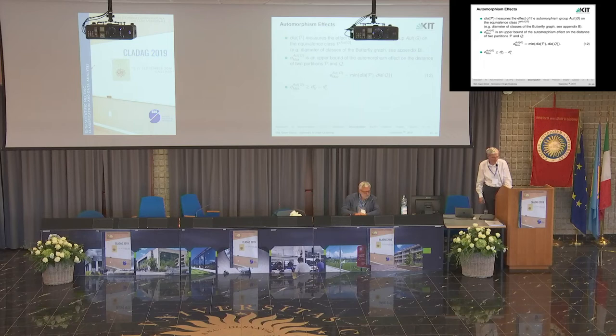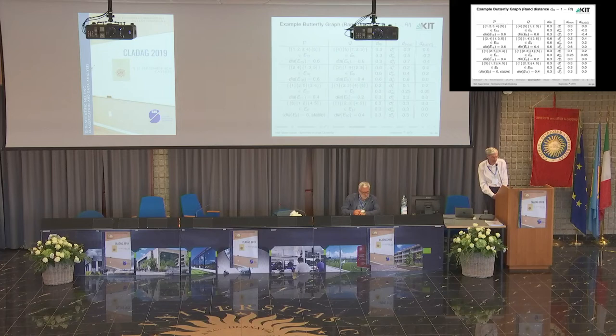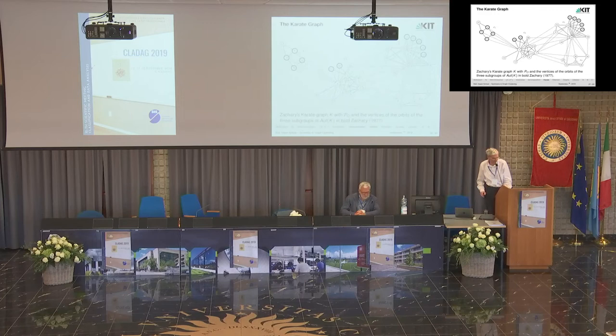For instance, for the equivalence classes of the butterfly graph, if I take a partition P out of the class E13 and Q out of the class E5, then I have an invariant Rand index. You see here the structural part, 0.3, 0.5, 0.7, and the automorphic shifts. And you see, basically, that it's the same for all of them. And you can go on and do other things with this.